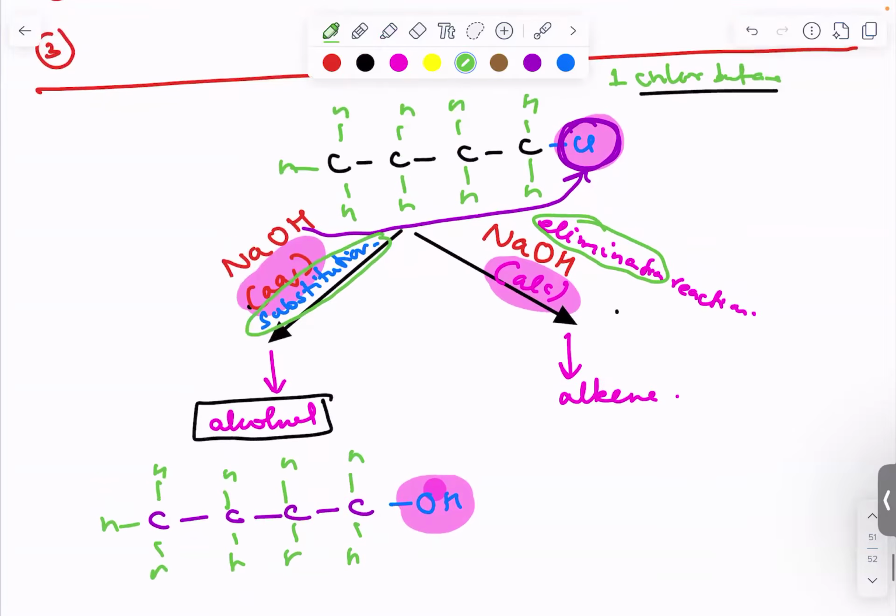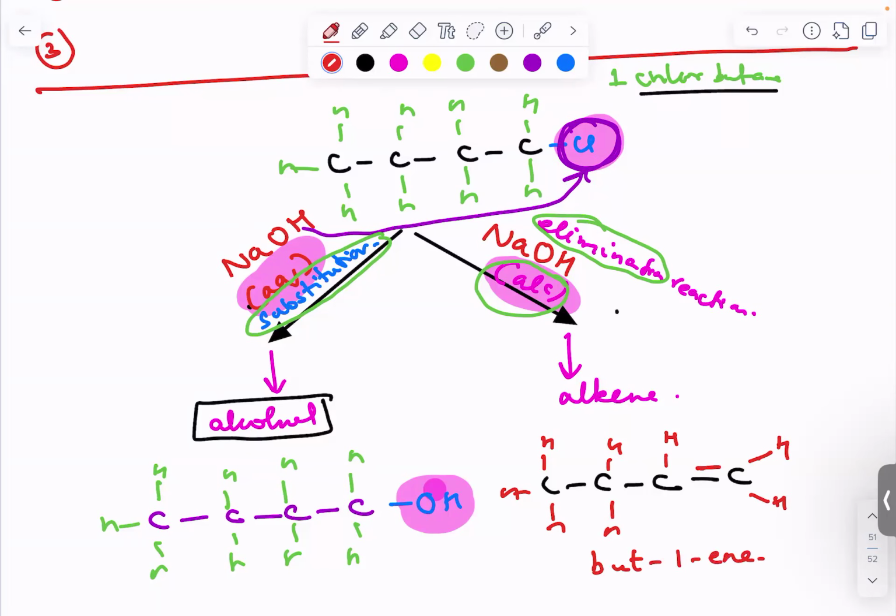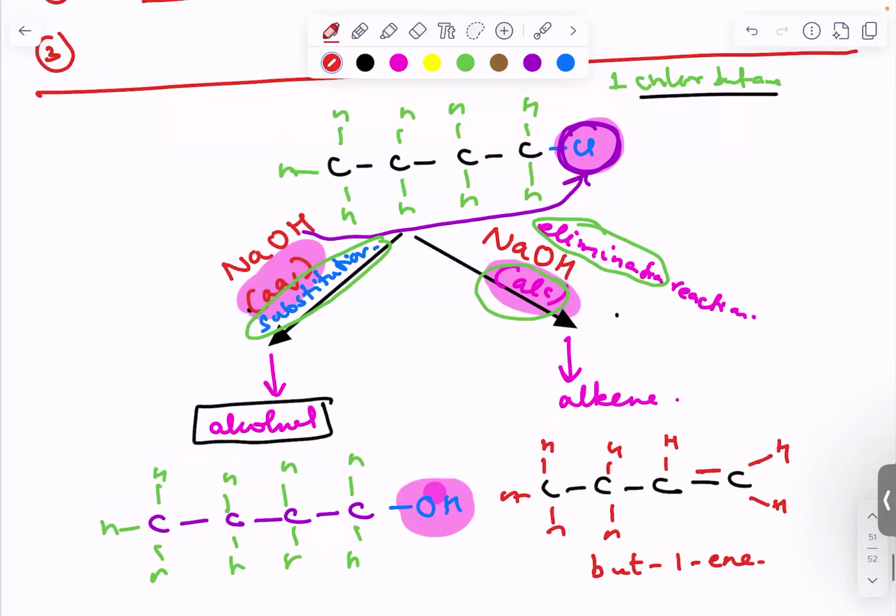Now, if I'm going to use alcoholic sodium hydroxide or potassium hydroxide, I am going to get, copying this down, 1, 2, 3, 4 C's, but now I'm going to get a double bond and H and H. This is but-1-ene, right? So in this way, we are going to get the product. I hope it's clear. All right.